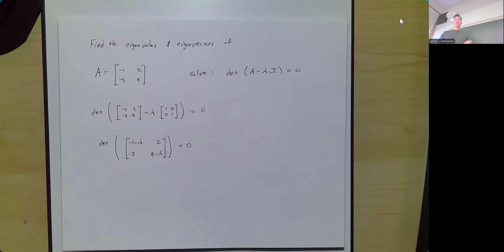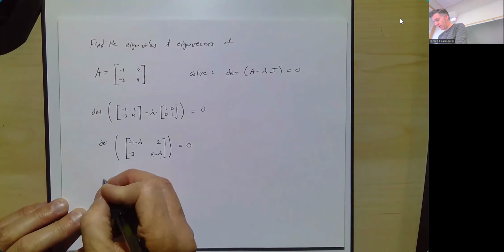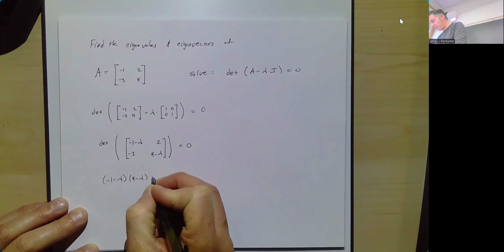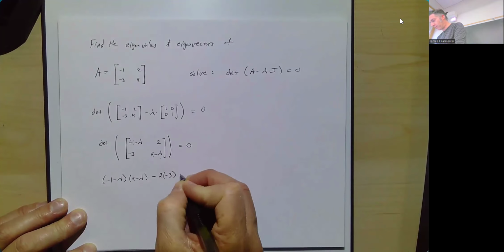For 2x2 matrices, which is all we're going to deal with in this class, you're always going to get a quadratic equation. See what I mean? So let's see. So product of the diagonals, so it's going to be -1 minus lambda times 4 minus lambda minus the product of the off diagonals, 2 times -3.